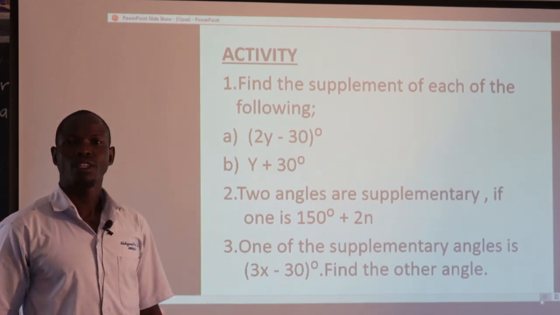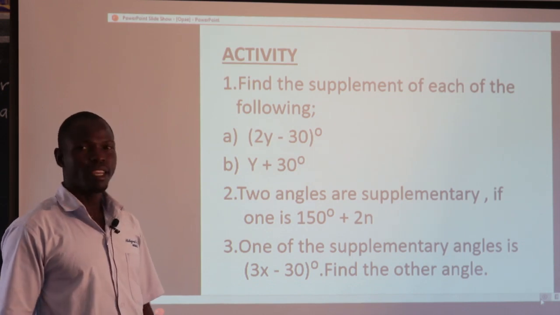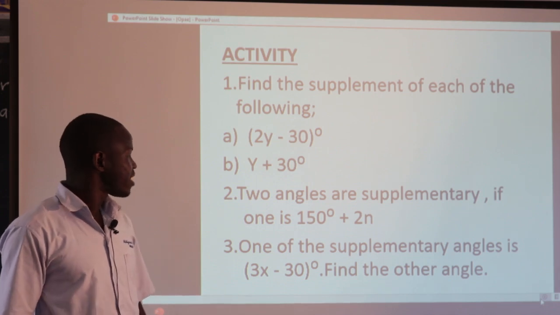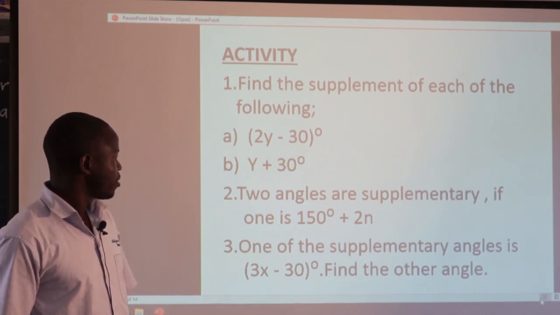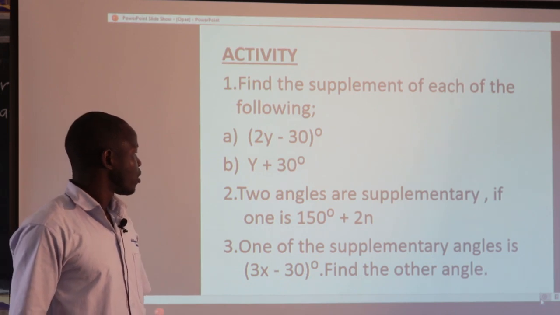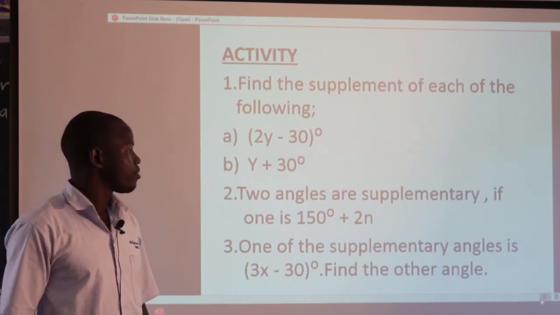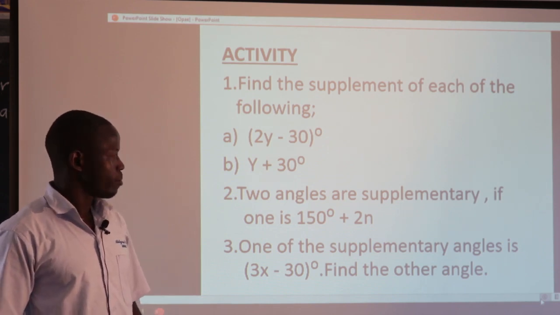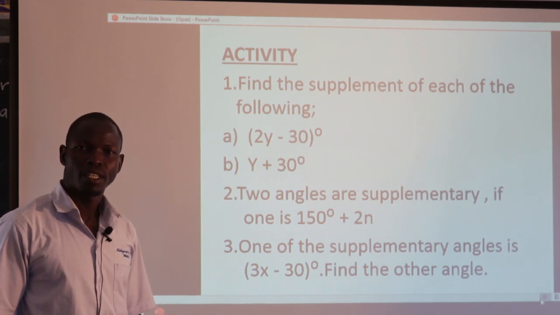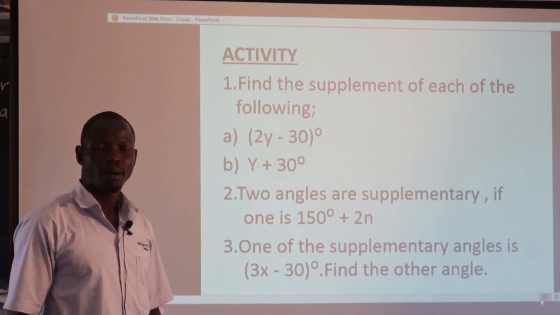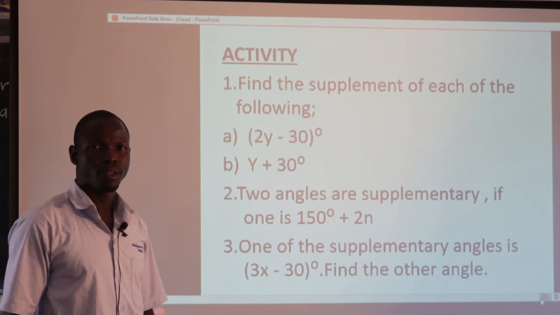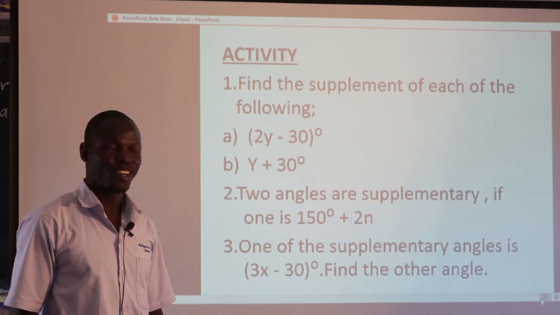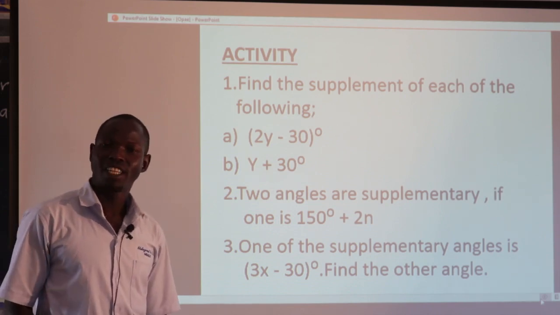And then question 2 in our activity, we are saying two angles are supplementary. If one is 150 degrees plus 2n. Now this question, the person who typed this question did not complete it. I want you to complete it, and I'm going to give you the step which completes that question. It should read like this. Listen attentively, hold your pen, because question 2 has some phrase missing.